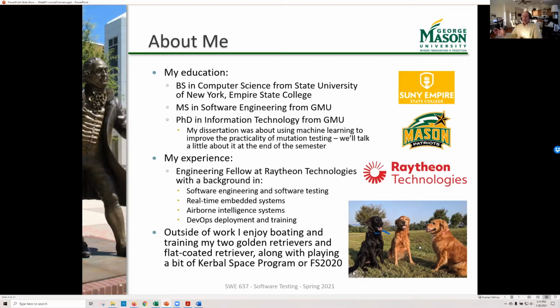So outside of work, when I'm not working, when I'm not teaching, when I'm not doing other stuff, I actually live down in Southern Virginia. After 30 years up in Northern Virginia in Fairfax and Loudoun County, I'm down in Southern Virginia at Smith Mountain Lake, where I enjoy boating. I've got a couple of retrievers, 2 golden retrievers and a flat-coated retriever, who's kind of an uncommon breed that's like the older cousin of the golden retriever. And I enjoy playing with them and doing some bird hunting and some other training with them.